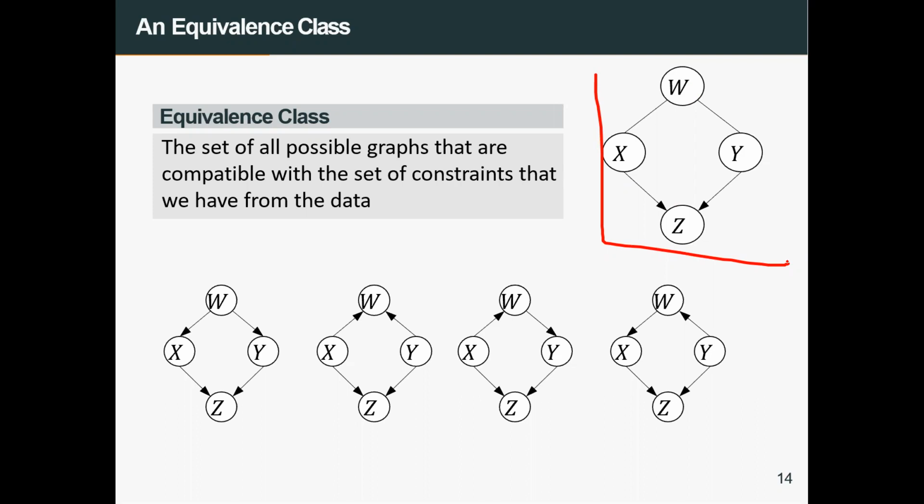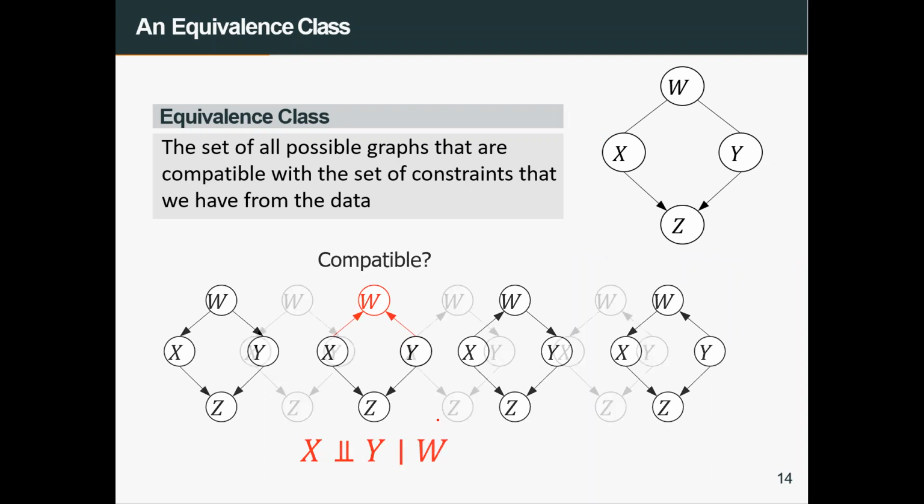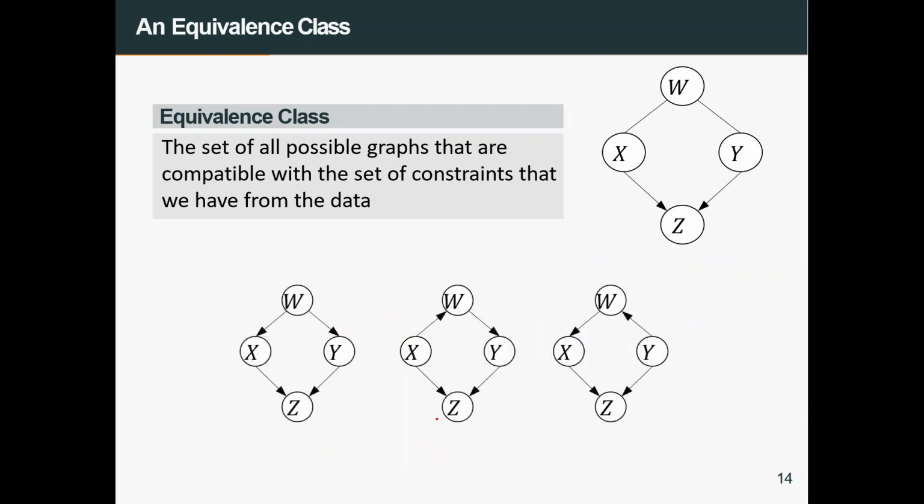At this step, does anyone see any issues with this slide? Yeah, the second one, where W is a collider, shouldn't be allowed because we know that X and Y are independent given W, whereas if it was a collider, they would be dependent. Exactly. So the second one is not compatible because of the second statement too. And so the actual equivalence class for this graph is just these three graphs here.